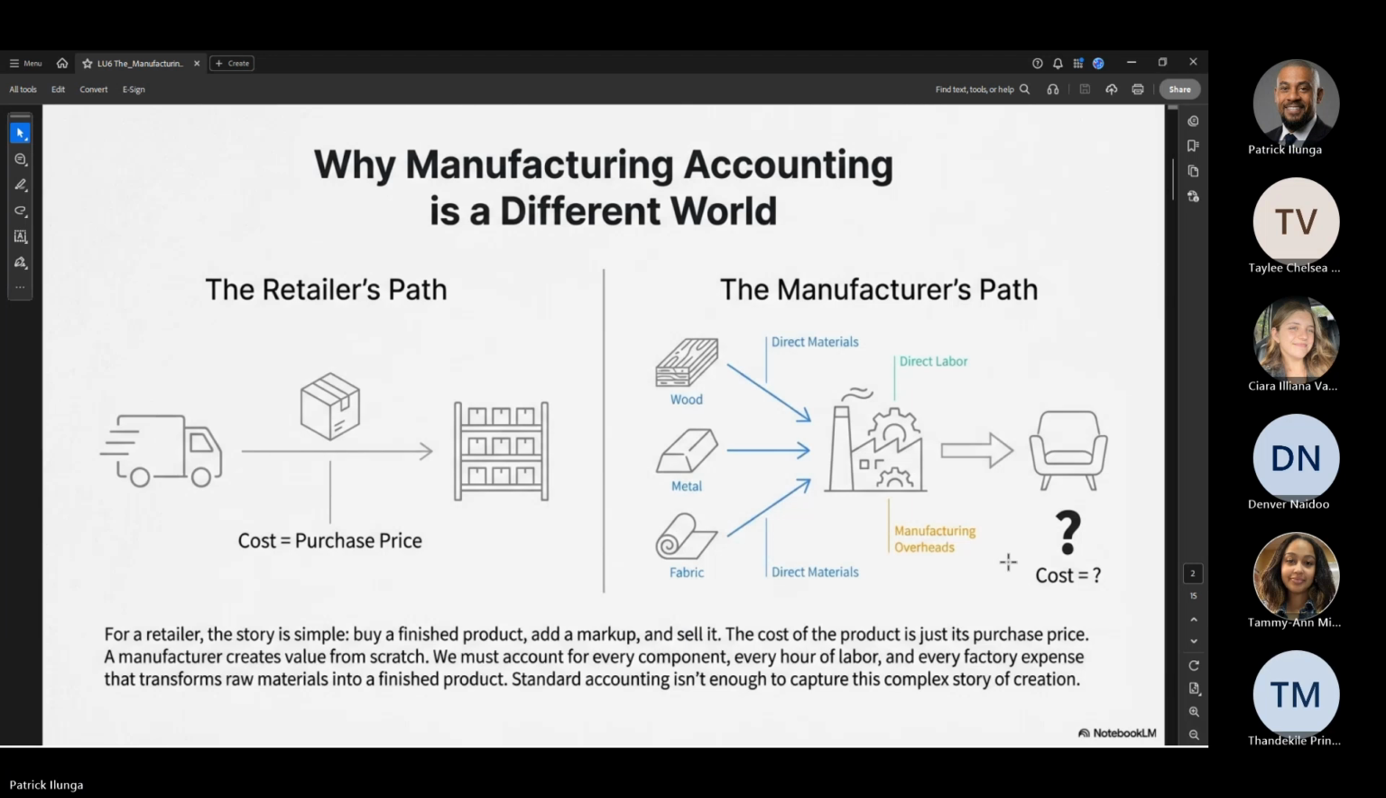That's all. It is as simple as that. You buy and you sell. You're just adding a markup, right? That's not the same with the manufacturing. Basically you are creating an entire value chain, right? And that's the reason why we must account for every component, every hour of labor, every factory expense that transforms the raw materials into a finished product.